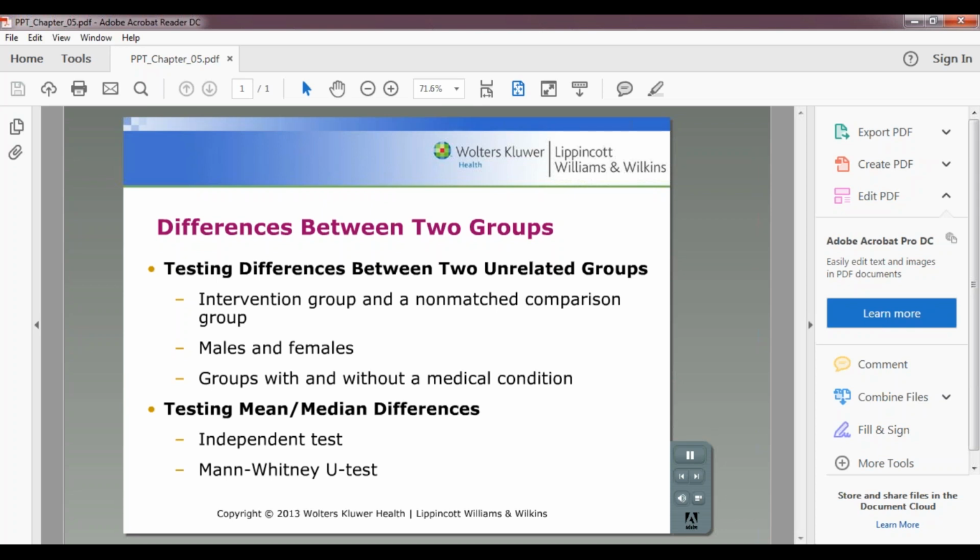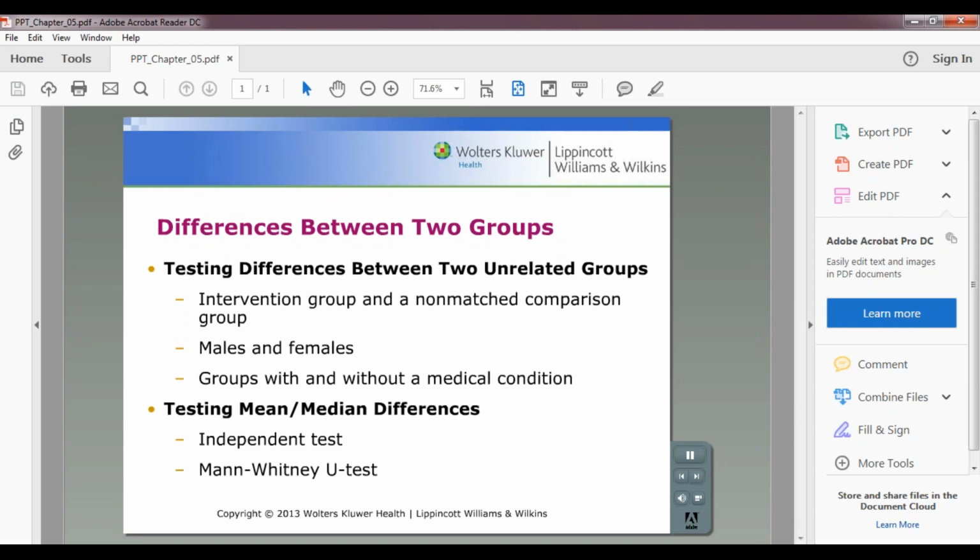So for example, if you look under the first bullet point, intervention group and a non-matched comparison group, essentially what that is, is a two-group design, post-test only, where one group receives the intervention and the other group is the control group who doesn't receive the intervention. So here we have two unrelated groups, and we could use a t-test to determine the differences based on whatever outcome we're looking at.